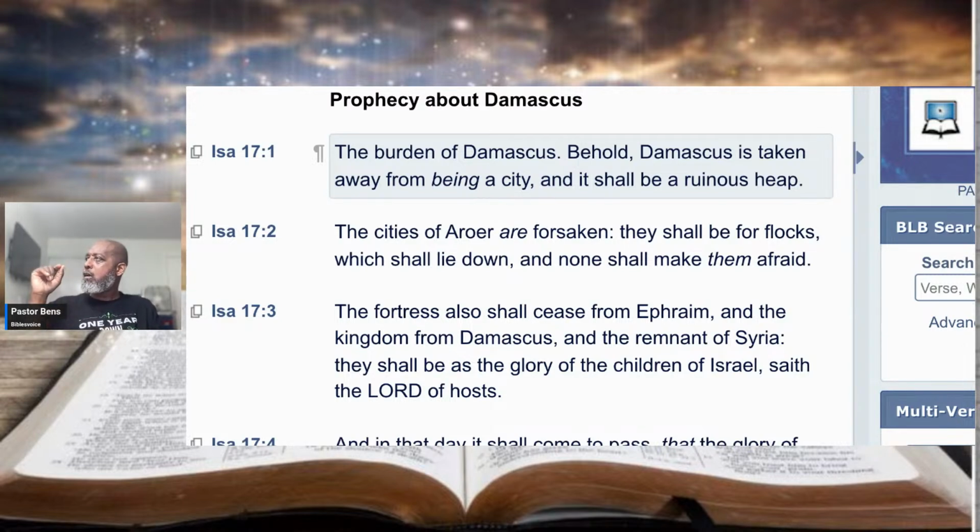The cities of Aroer are forsaken. They shall be for flocks, which shall lie down, and none shall make them afraid. The fortress also shall cease from Ephraim, and the kingdom from Damascus, and the remnant of Syria. They shall be as the glory of the children of Israel, saith the Lord of hosts. All right, guys, so we're going to look at verses 1 and 2, and we're going to see how has Damascus fallen.